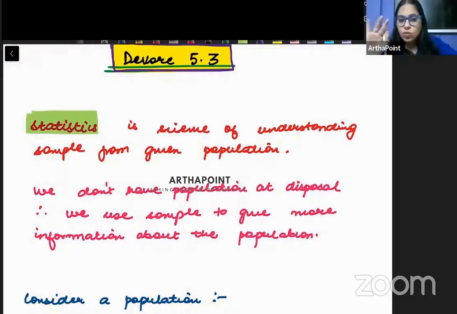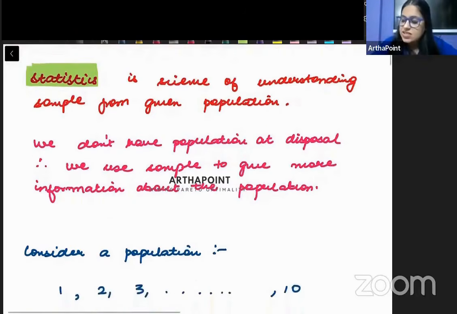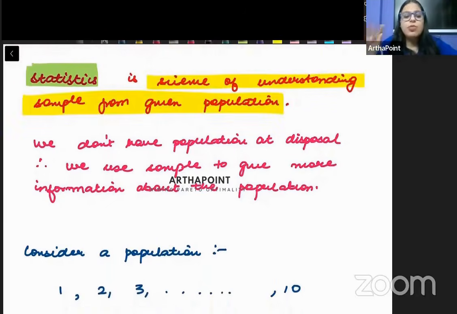So whenever you want to understand something about the population on the basis of a sample, that is called statistics. That is the definition of statistics in itself. So statistics is the science of understanding a sample from a given population.